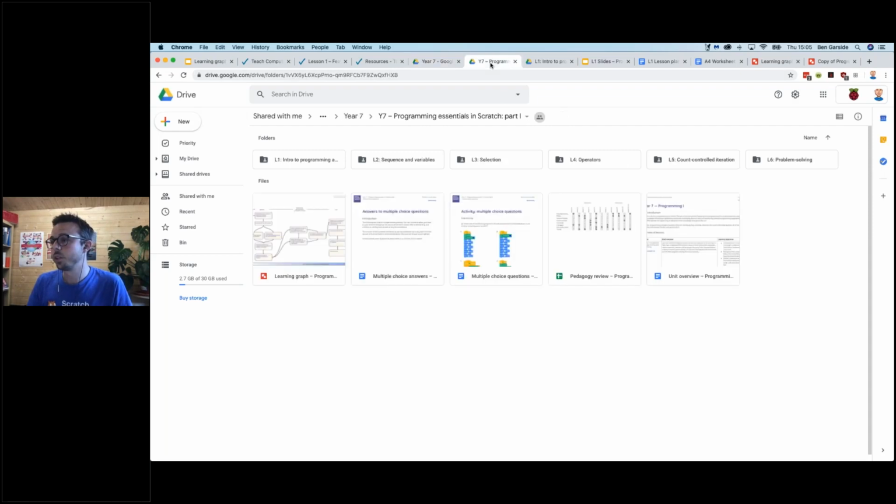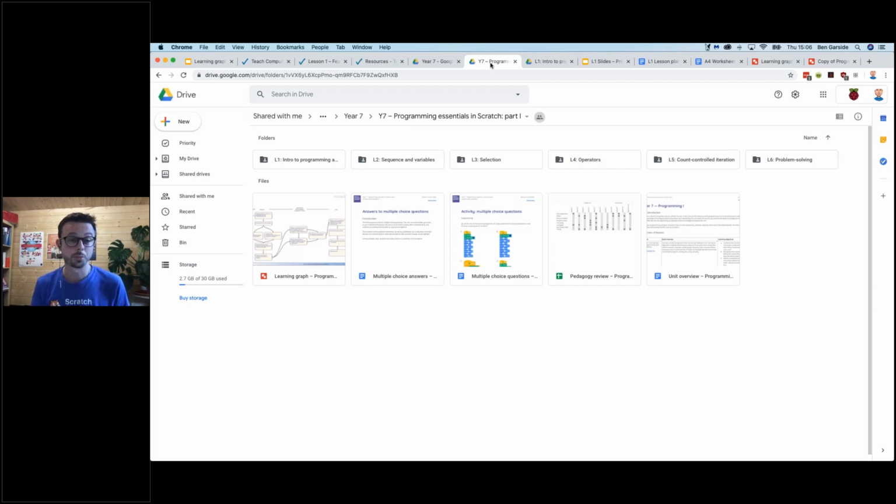If you take one of these units, and I've picked the Year 7 programming unit that we put together, what comes packaged with every unit is a number of lessons. We have 6 lessons in every unit. It's slightly different at Key Stage 4. In each lesson, we have a lesson plan, a slide deck, and any assessment that goes with the units.